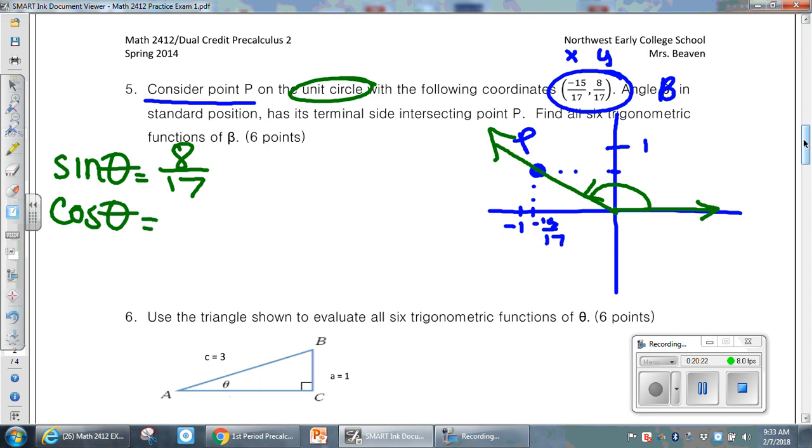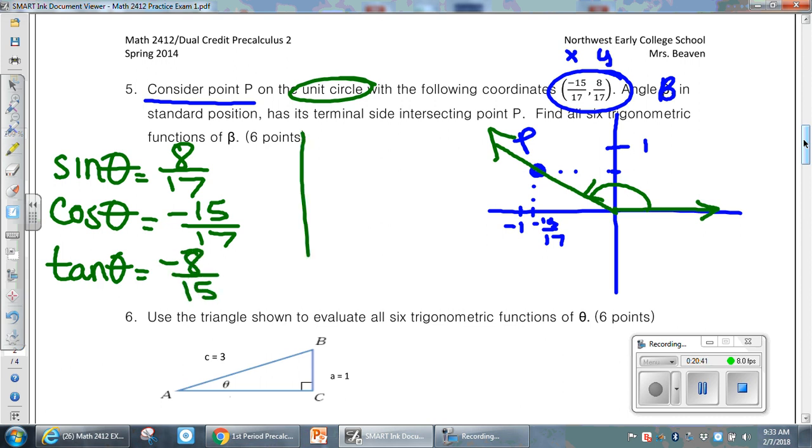Did I do this wrong? No, it's fine. The cosine as -15/17. Then what is the tangent going to be? Should I do the 15/8? The other way. -8/15. So the one that you told me would be the cotangent.